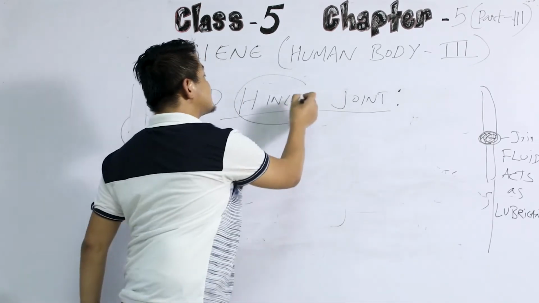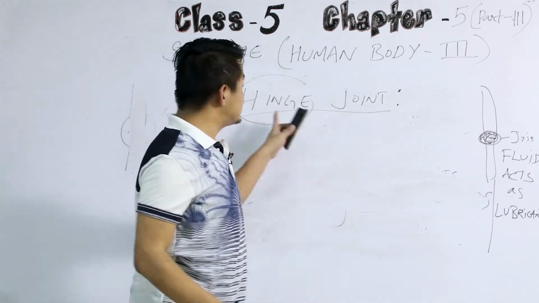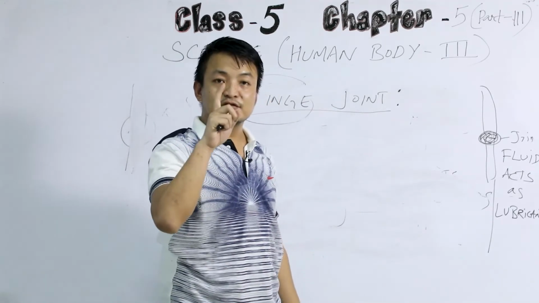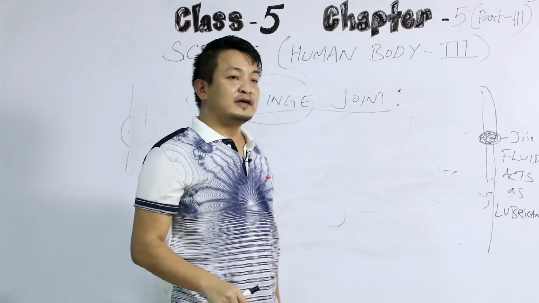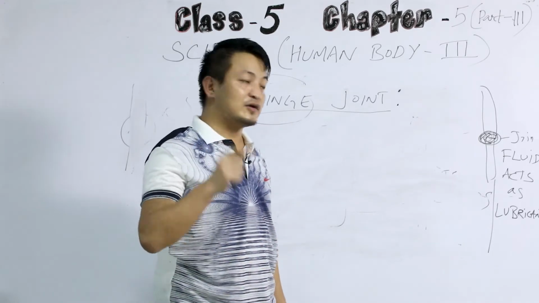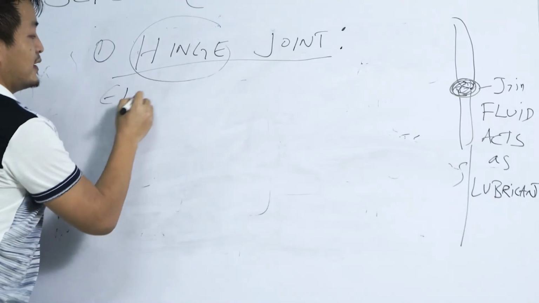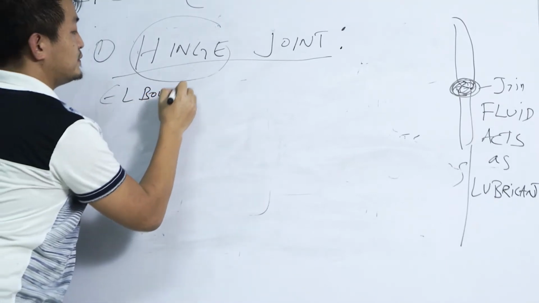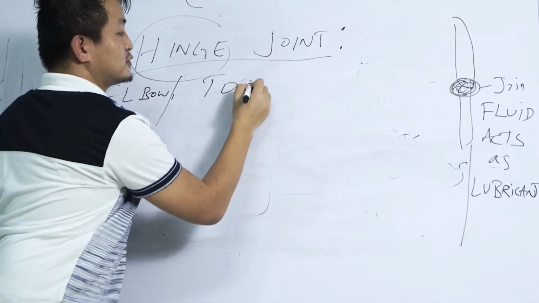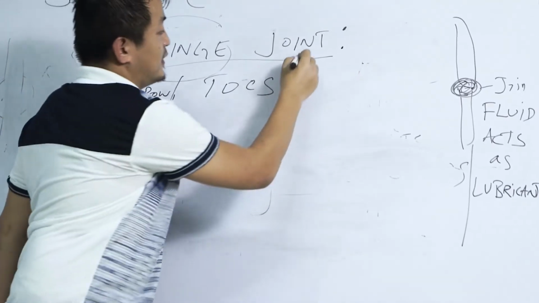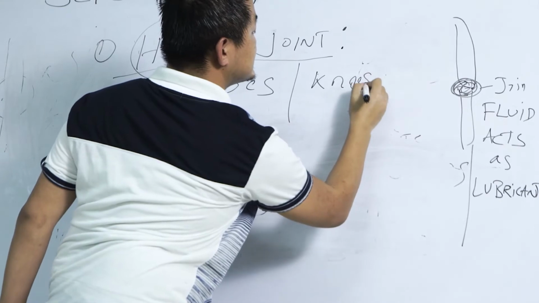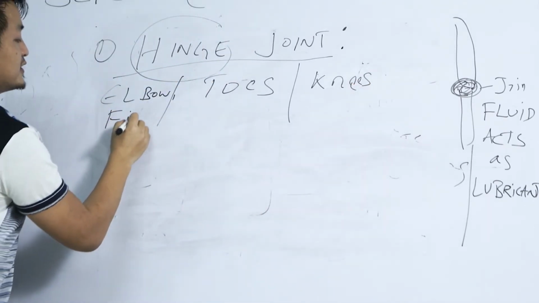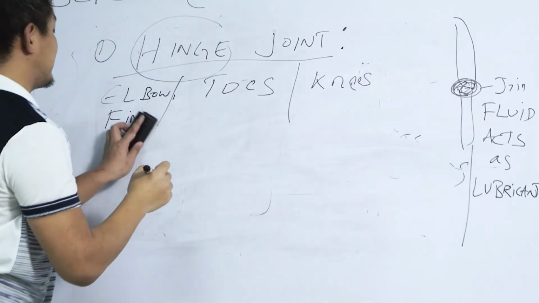Clear? Now where is this hinge present? Hinge is present in the finger, in our elbow, in our knees, as well as in our toes. Clear? Elbow, toes, knees and finger. Okay, so you can try this activity.